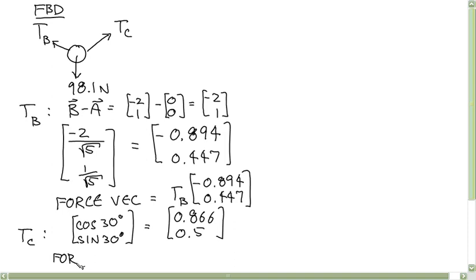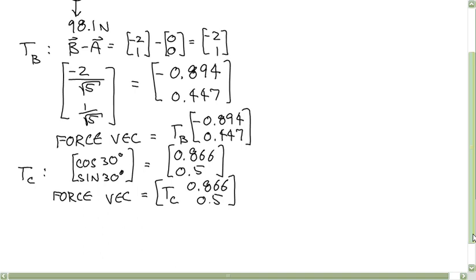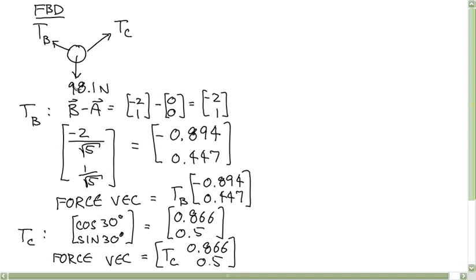So the force vector is TC times 0.866, 0.5. And what's the force vector associated with this load? Express that as a vector in this coordinate system. Right, 0, negative 98.1, because it's down. And actually, you can think of that as a scalar times a unit vector, too. The direction is 0, negative 1, right? And you're multiplying it by the magnitude of that force, okay?